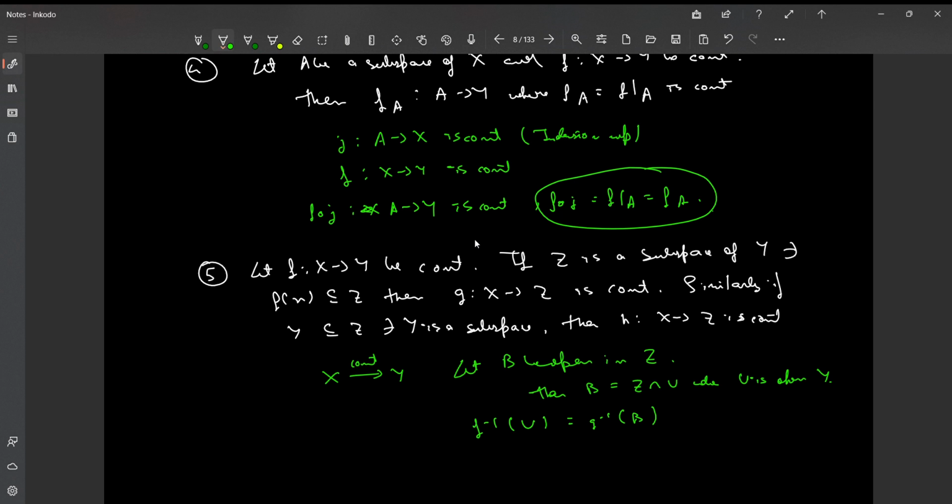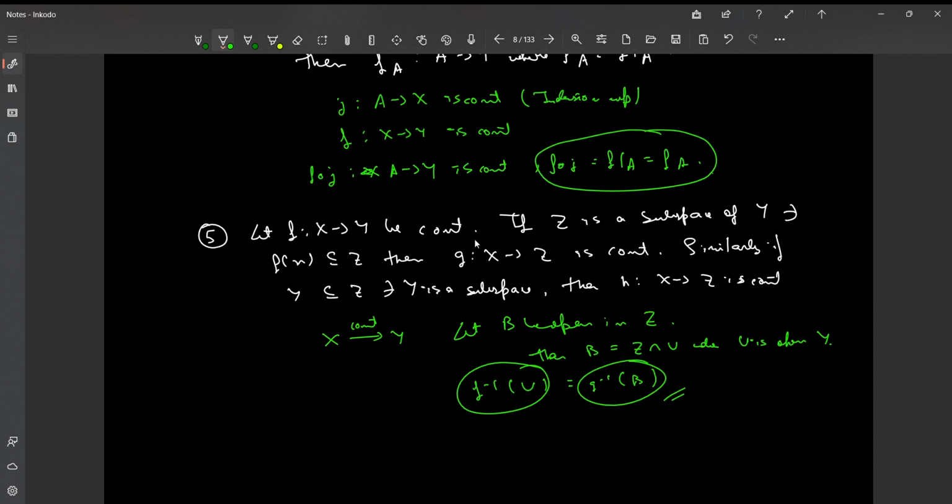Then F inverse of U must be equal to G inverse of B. Now, F inverse of U is open because F from X to Y is continuous. Then G inverse of B is open also. And B is an open set from Z, so its inverse image is open in X. So G from X to Z is continuous.